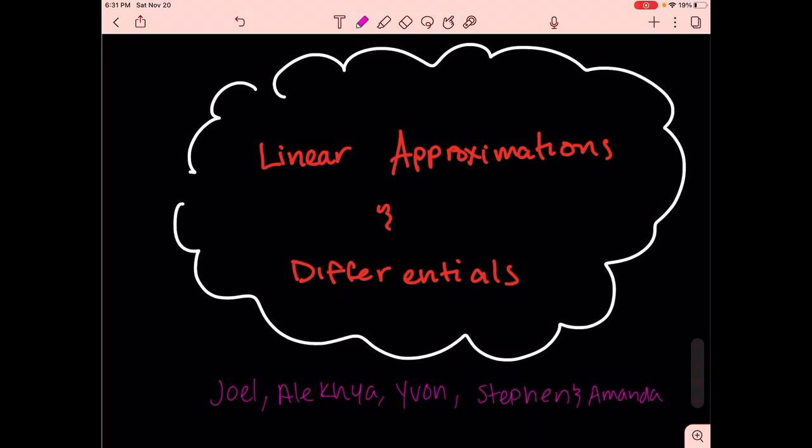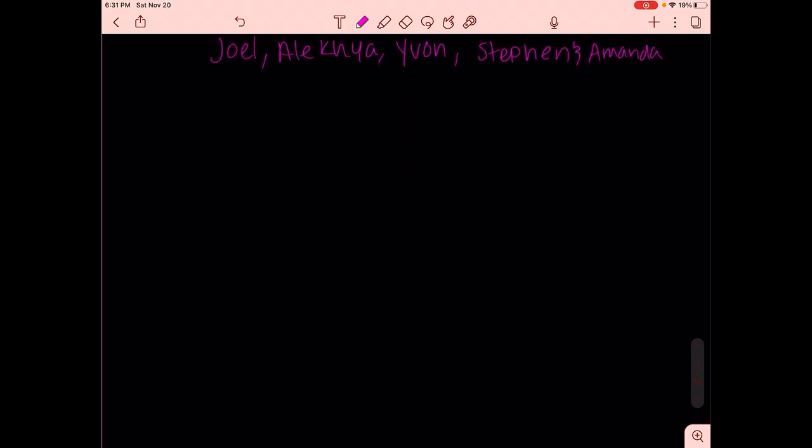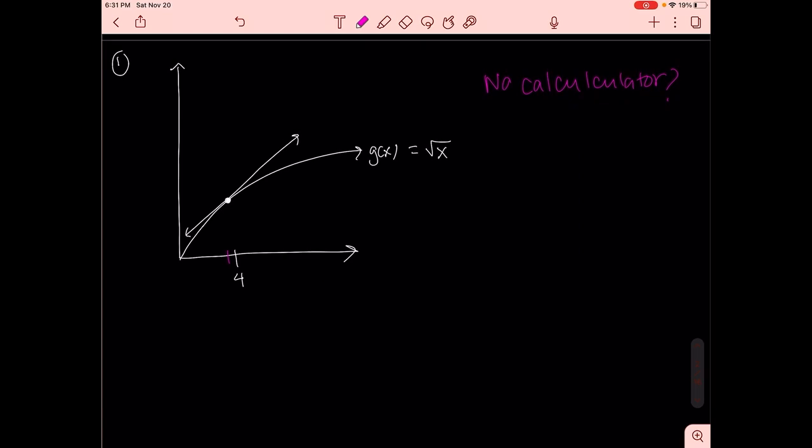Hi everybody, today we're going to walk you through two different methods of approximation that involve derivatives, linearization and differentials. We'll start first with linear approximations and then move on to differentials. So as you can see on the screen here, I've drawn a diagram of the function g of x is equal to the square root of x, and I've labeled the point on here x is equal to 4.